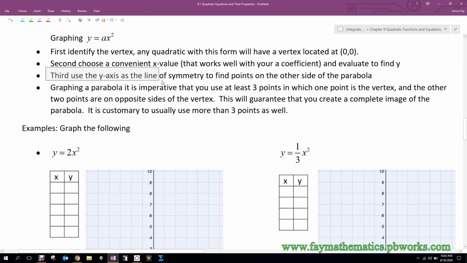Third says use the y-axis as the line of symmetry to find points on the other side of the parabola. It says, when graphing a parabola, it is imperative that you use at least 3 points, in which one point is the vertex, and the other 2 points are on opposite sides of the vertex. This will guarantee that you create a complete image of the parabola. Okay, it says it is customary to usually use more than 3 points as well.